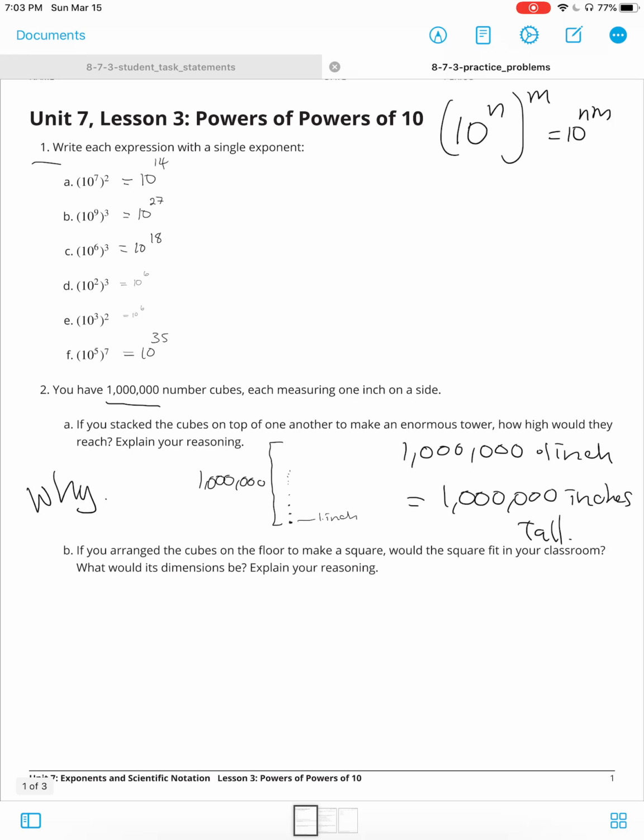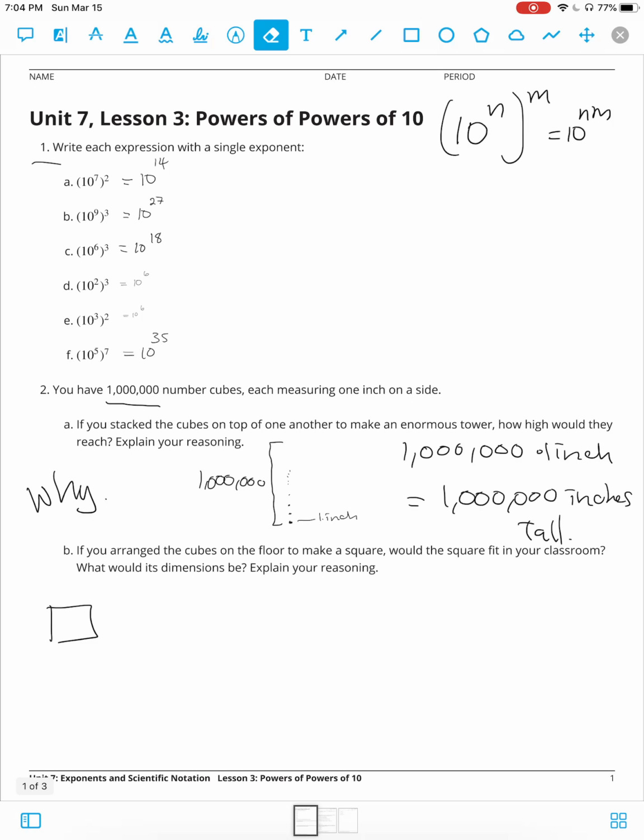If you arrange the cubes on the floor to make a square, would a square fit in your classroom? What would its dimensions be? Explain your reasoning. Okay, I'll be honest, I gotta reread this question. If you arrange the cubes on the floor to make a square, okay, so we're making a square. Would the square fit in your classroom? Well, in order for it to fit in the classroom, I need to know how long each side of the square would be.